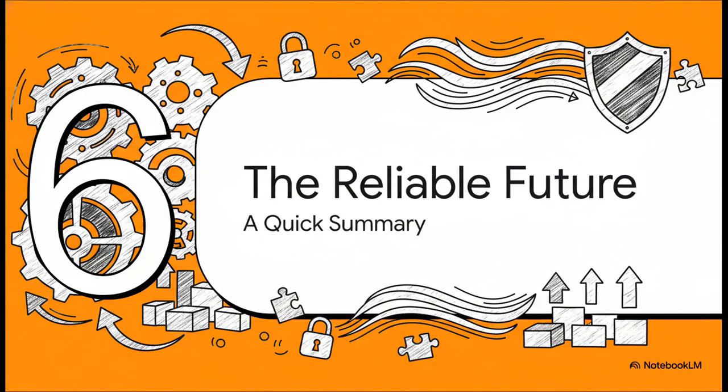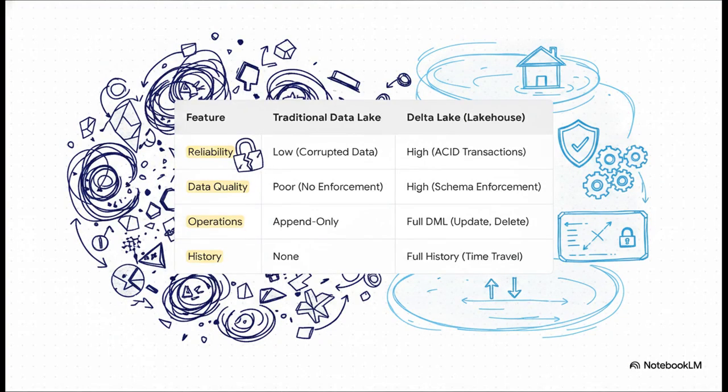All right, let's wrap this up and put it all together. What's the big picture here? It's really a story of transformation. You go from what people call a data swamp, unreliable, messy, low quality, to a data lakehouse, which is the best of both worlds. You get high reliability because of ACID transactions, you get high data quality thanks to schema enforcement, you can finally do normal updates and deletes, and you have a complete version history of all your data. It's a whole new ballgame.